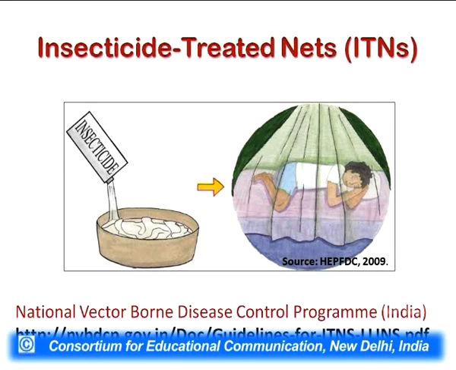The National Vector-Borne Disease Control Program in India has made guidelines for the production of these insecticide-treated nets, which are available online. Those of you who are interested in seeing how these nets can be made from the normal or traditional bed net can see the link shown here, which reads nvbdcp.gov.in/doc/guidelines-its-llins.pdf. Here they have given the guidelines for how these insecticide treated nets can be made.